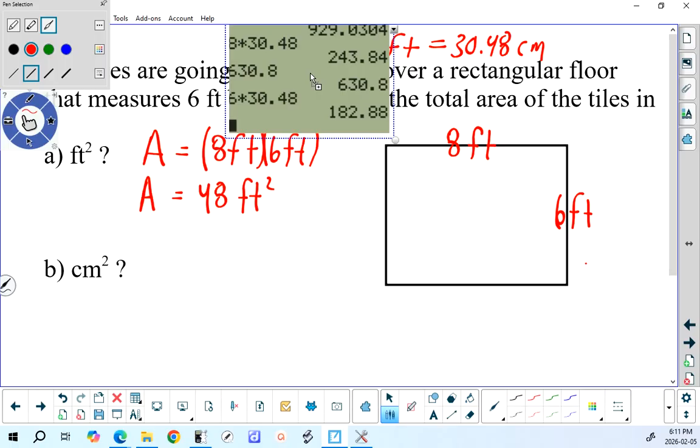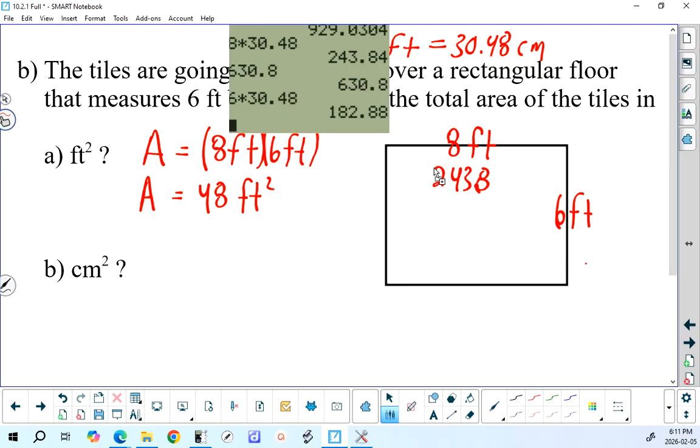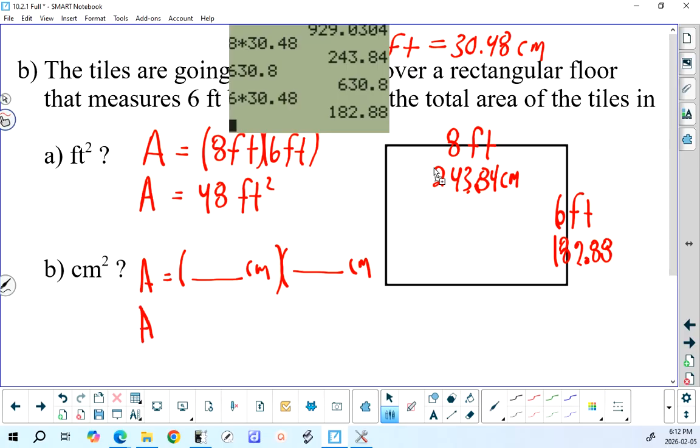So 243.84 by 182.88. And if you take those centimeters and multiply them, you're going to get the area in square centimeters. I'm not going to write down those numbers again. They're sitting right there on the screen.